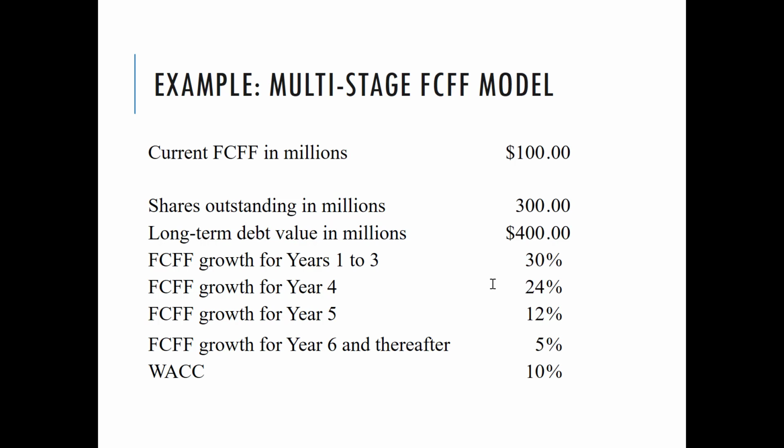We have 300 million outstanding shares. We have long-term debt of 400 million. And we're then given different growth rates from year 1 to 3, 4, and 5. So 30% for the first 3 years, 24% after that, 12% after that, and then from year 6 and after is 5%, with a discount rate of 10%.